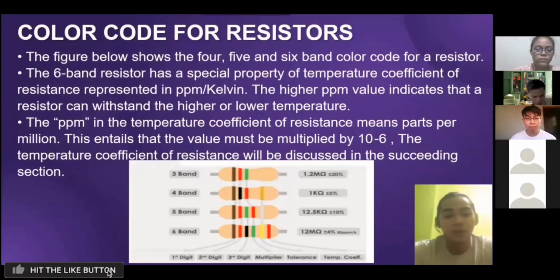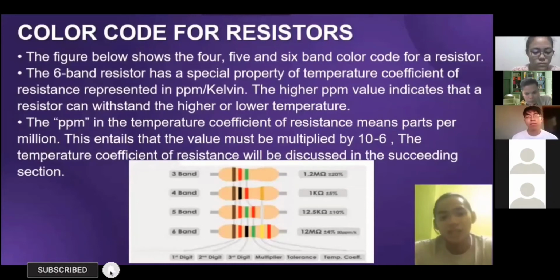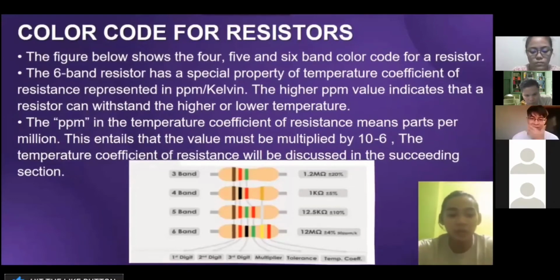The ppm in the temperature coefficients of resistance means parts per million. This entails that the value must be multiplied by 10 to the power of -6. So, the temperature coefficients of resistance will be discussed in the succeeding section.